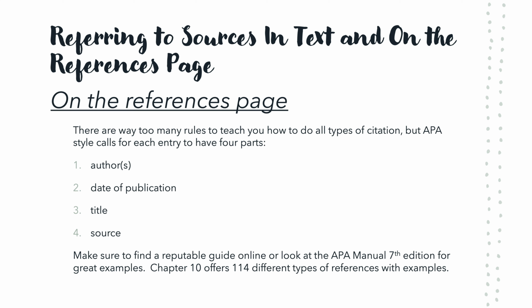So on the references page, there are way too many rules for me to teach you how to do them just in this video. But APA style generally calls for each entry to have 4 parts: the author, the date of publication, the title, and the source. So make sure to find a reputable guide online or use the APA 7th Manual Edition for great examples. Chapter 10 offers 114 different types of references with examples. It is so helpful, so make sure that you find a copy of that to look at.